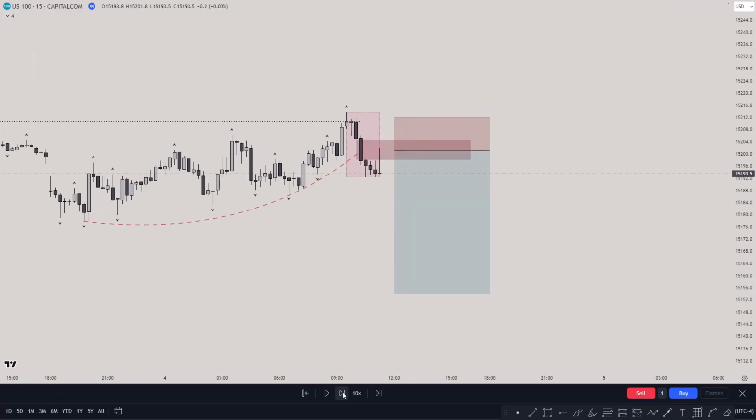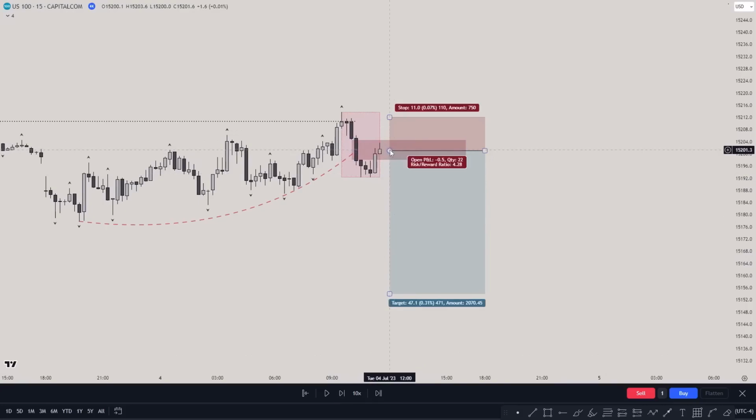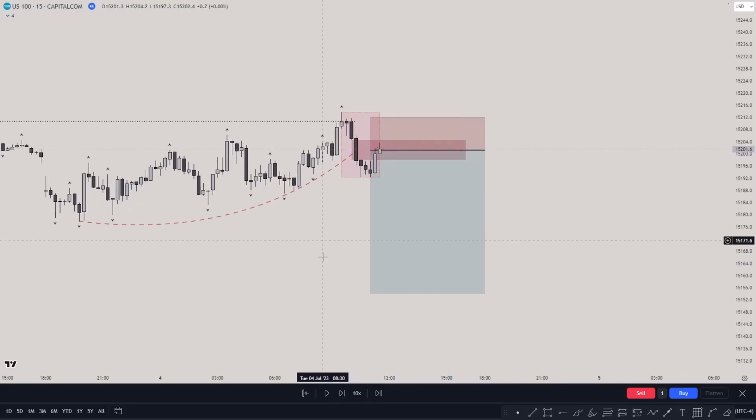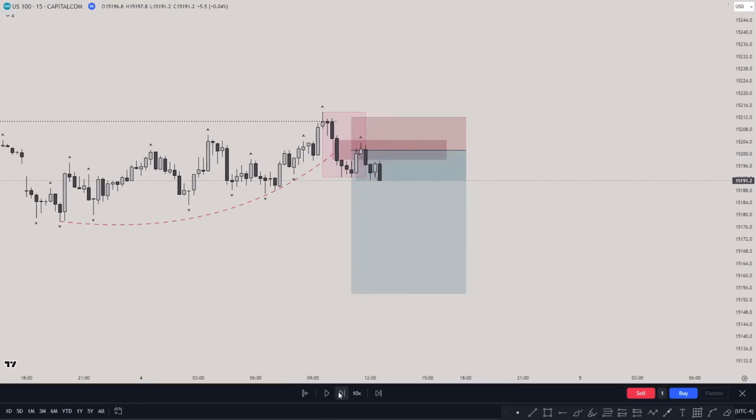So price started to go lower, and we give the entry right here, and price started to go lower.